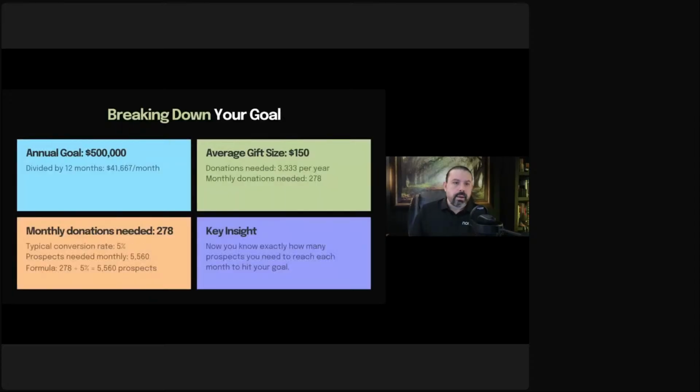Let's talk a little bit about breaking the goal down. So let's say that your annual goal is $500,000, which is divided into about $41,667 a month. We want to look at an average gift size. This is a question I asked an organization the other day, and I asked it to the fundraising committee, and they couldn't answer this question. And that's a huge red flag. You want to make sure that you know what your average gift is.